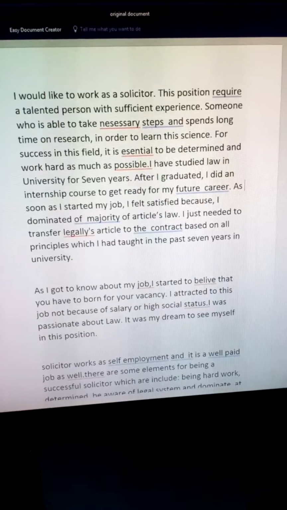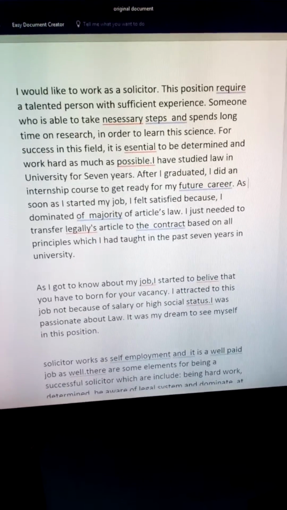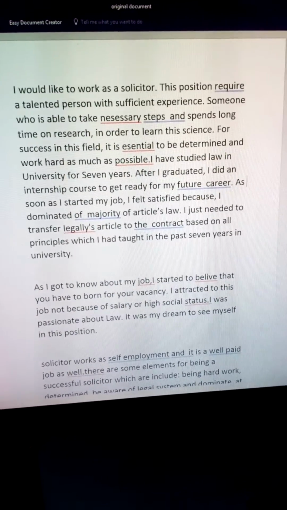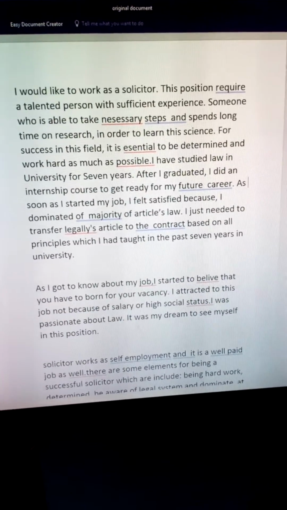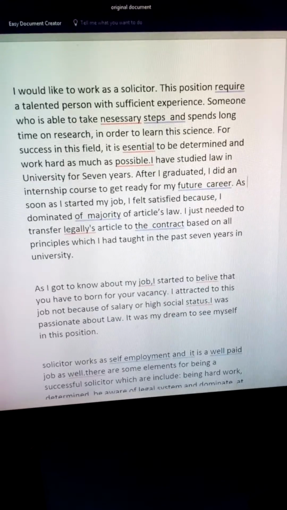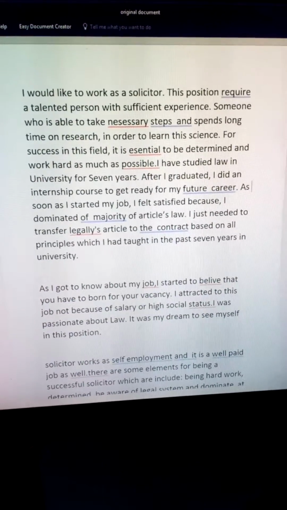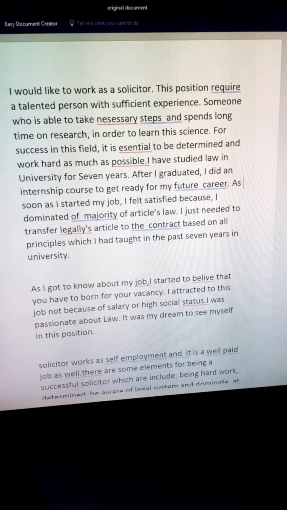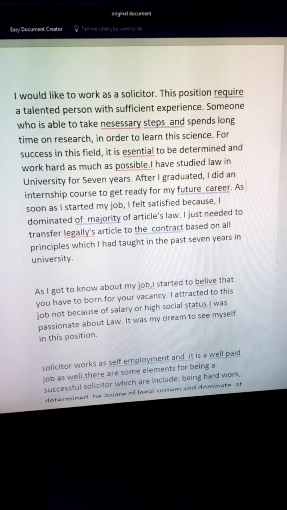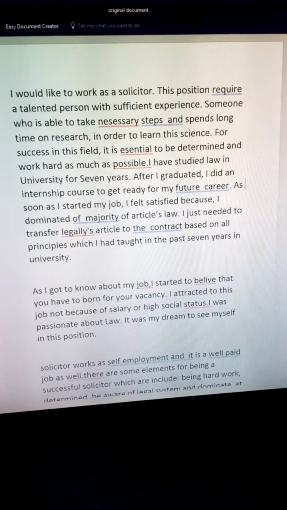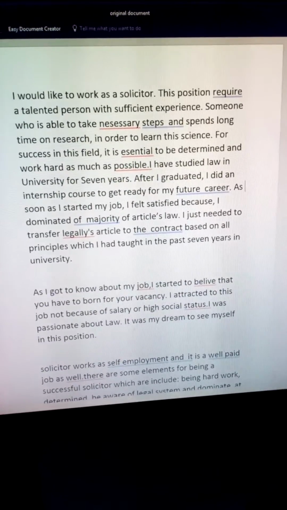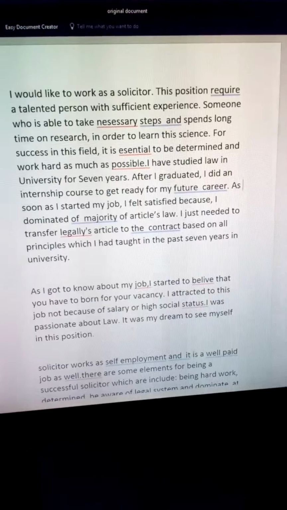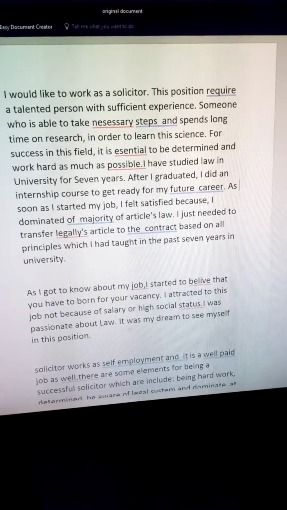Then the next sentence. As soon as I started my job, I felt satisfied because I dominated a majority of articles law. The only problem with that sentence is that I don't really understand the phrase dominated a majority of articles law. Do you mean that you focused on the article of law? If you think about that sentence, you could perhaps send me a phrase and we will have a look at how that fits in. But certainly the first bit is really good. As soon as I started my job, I felt satisfied because. Well done.